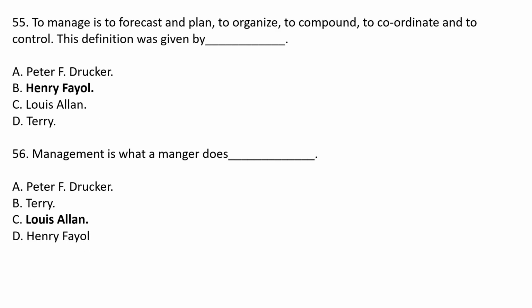To manage is to forecast and plan, to organize, to command, to coordinate, and to control. This definition was given by dash. Option A Peter Drucker, Option B Henri Fayol, Option C Louis Allen, Option D Terry. The correct answer is Option B Henri Fayol. This definition was given by Henri Fayol.